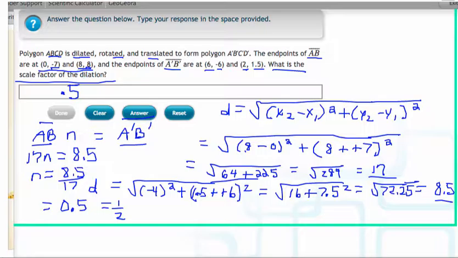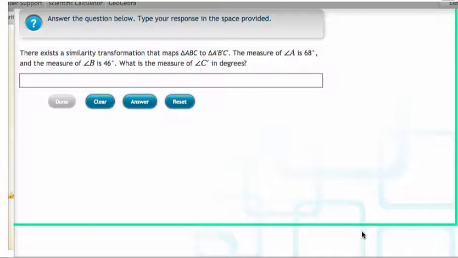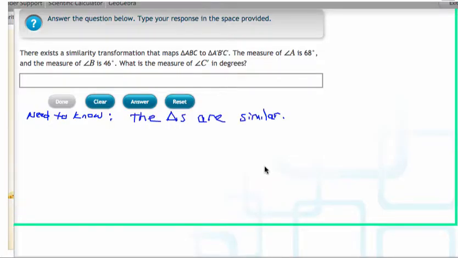Now let's look at another problem. There exists a similarity transformation that maps triangle ABC to triangle A'B'C'. The measure of angle A is 68 and the measure of angle B is 46. What's the measure of angle C' in degrees? In order to solve this, you need to know, because there exists a similarity transformation that maps triangle ABC to triangle A'B'C', this means that the triangles are similar. So because the triangles are similar, that means their corresponding angles are congruent.